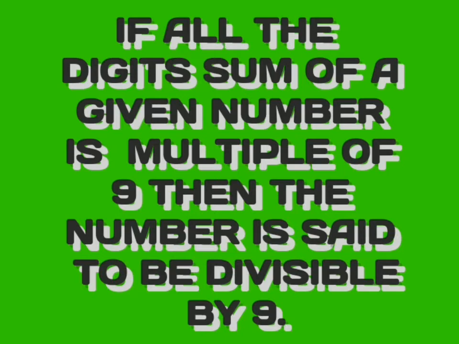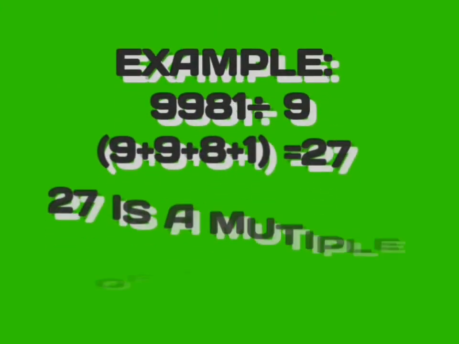If all the digits of a given number sum to a multiple of 9, then the number is said to be divisible by 9. That is, when you add all the digits together, one after the other, and you have a multiple of 9. Understand? The number you can divide by 9 without remainder. If you can get that, then it's definitely good to go. It can be divided by 9 without remainder.